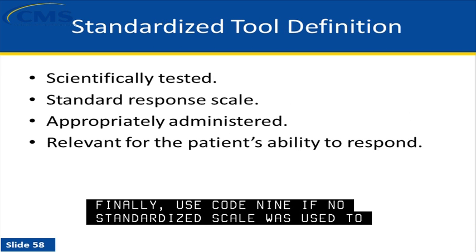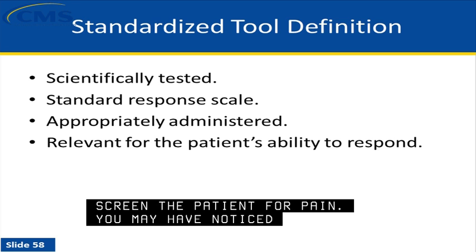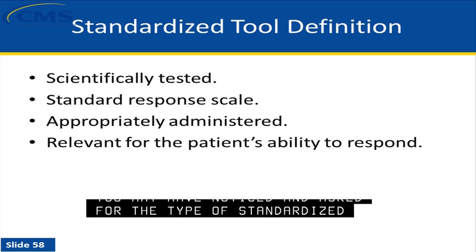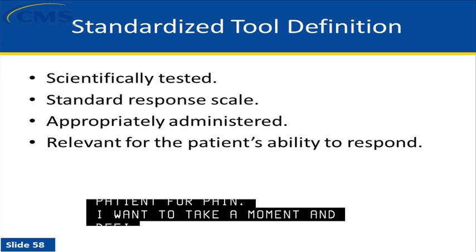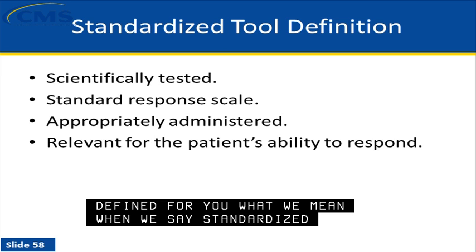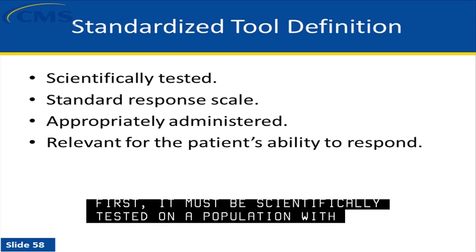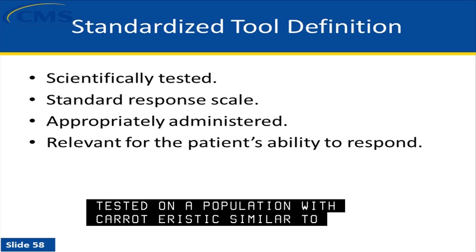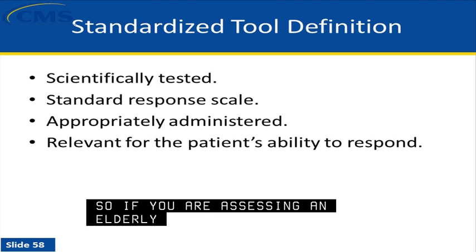You may have noticed that J0900D, which I just went over, asks for the type of standardized tool that was used to screen the patient for pain. I want to take just a moment and define what we mean when we say standardized tool, because it does have to meet several criteria. First, it must be scientifically tested on a population with characteristics similar to that of the patient being assessed. So if you're assessing an elderly patient who is living at home, you might use a tool that had been tested on a community-dwelling elderly population.